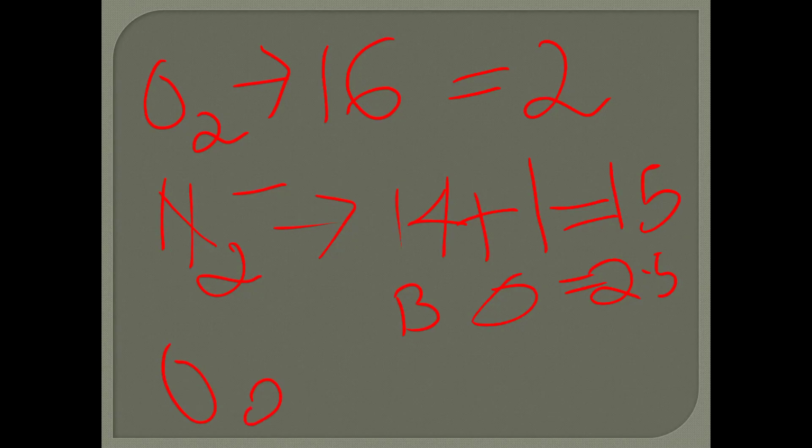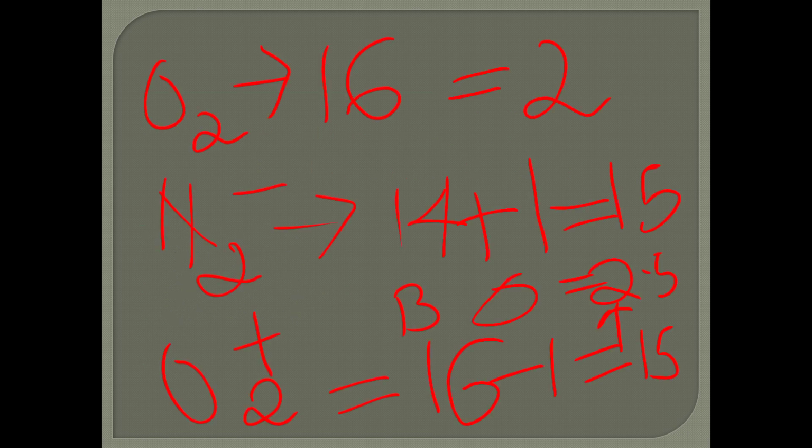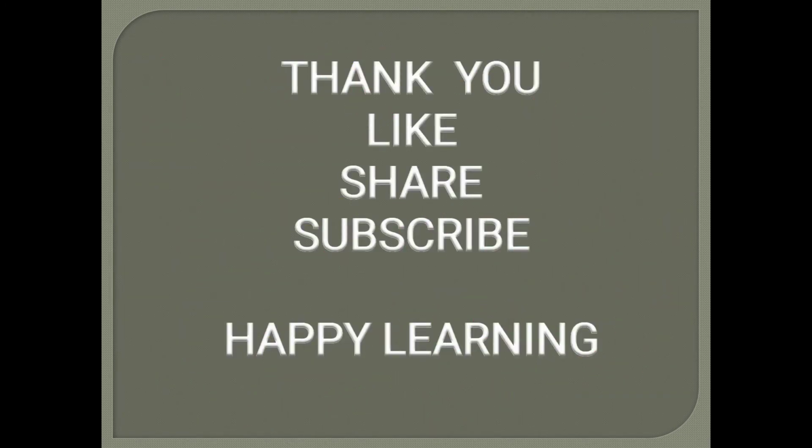When it is O2 plus, you have to remove 1. O2 is 16, you remove 1, so it comes out to be 15 again, and in the same way the bond order is 2.5. Based on this calculation, what you notice is the bond order for N2 minus and O2 plus is 2.5, and the bond order for O2 is separate. So the only option that matches is option C. This is the way you solve the problem. Thank you. Happy learning.